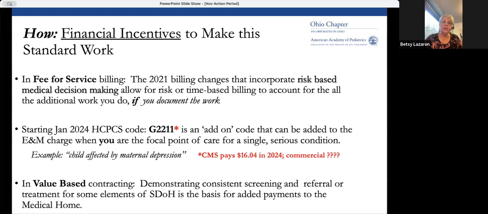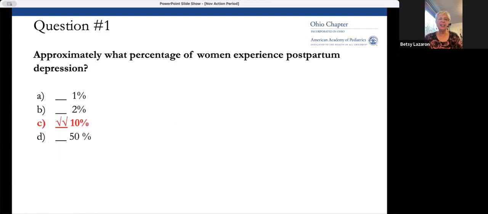And remember, for those of you who do value-based contracting, documented consistent screening and referral for any elements of social determinants of health is the basis for added payments within the medical home. So for those of you who are in those value-based contracts, this is also going to be a financial benefit to you as well. You're not going to be able to retire to the Bahamas on this, but it at least keeps the light bulbs on in your office. Next slide.